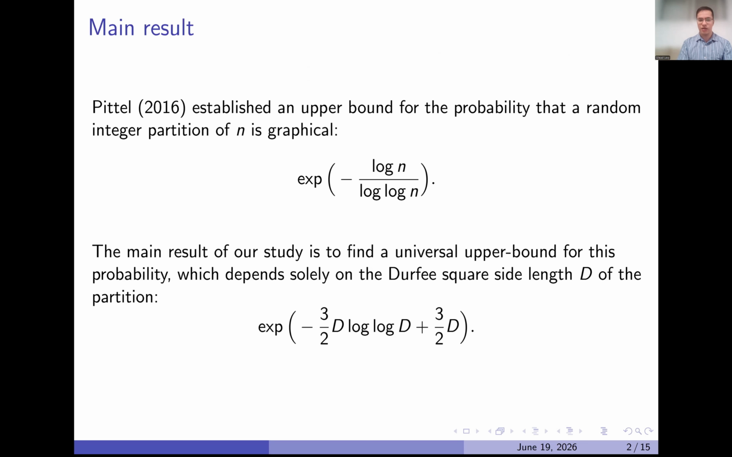Another new insight of our paper is to prove that this new upper bound actually holds even if we restrict the parts of the partitions to come from prescribed sets, such as even numbers, odd numbers, perfect squares, perfect cubes. In all of those cases, our upper bound still holds.